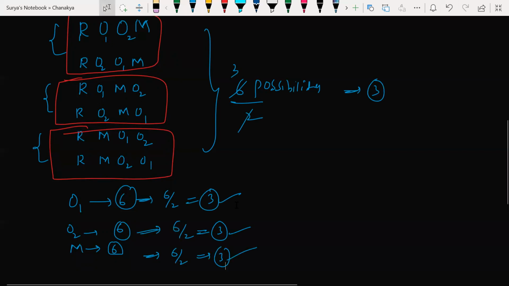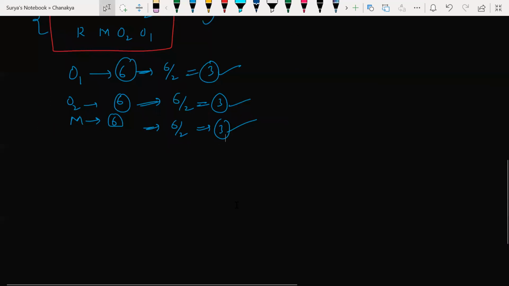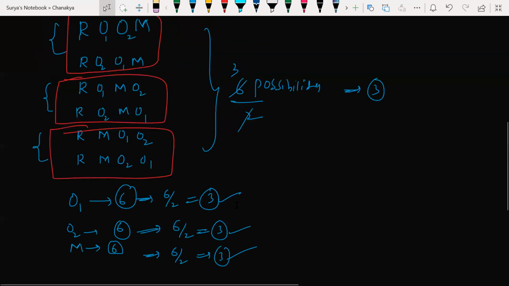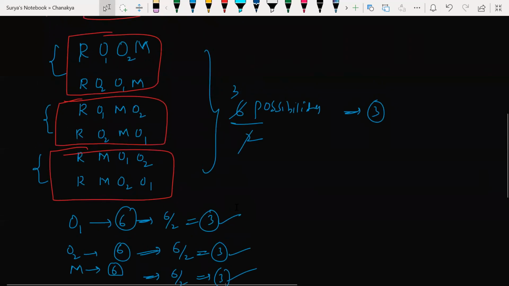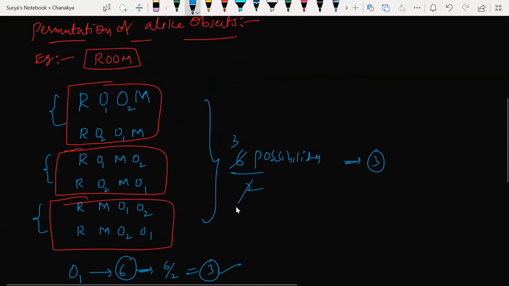Getting my point? So what I'm doing here, whenever you have alike objects, how do you arrange that particularly? How do you write different words of that particular given word? What is the answer for this now?